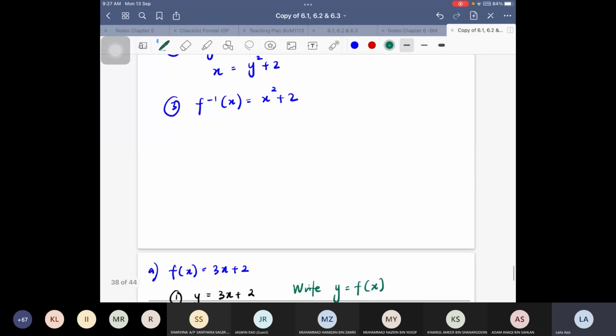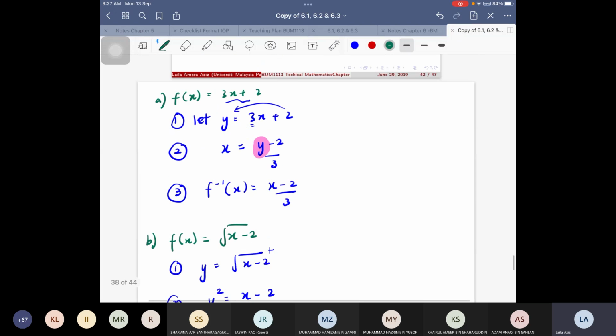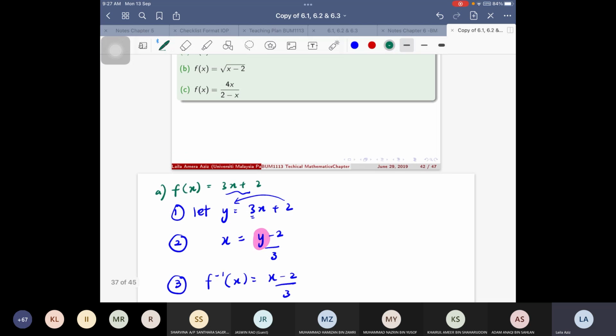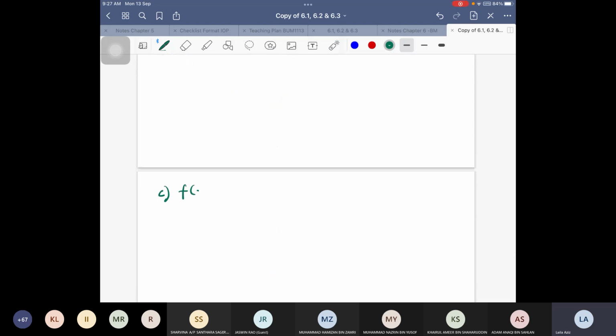The reason it is a bit different sebab kita akan ada lebih daripada satu x. So let me show you C. So kadang-kadang student struggle dengan idea of C ni. So the function adalah 4x over 2 minus x. So fx adalah 4x over 2 minus x. Idea dia still sama. So step nombor 1. So y adalah sama dengan 4x per 2 tolak x.